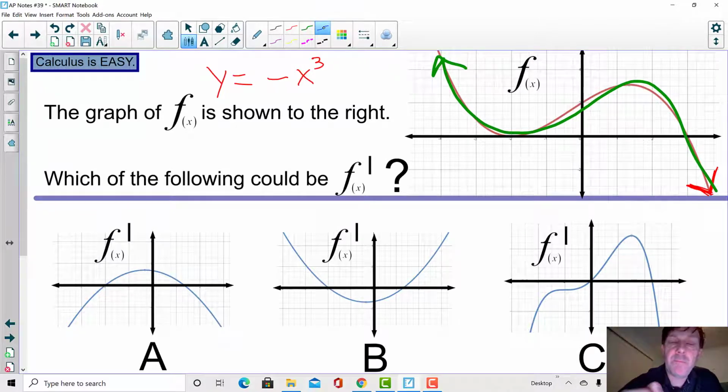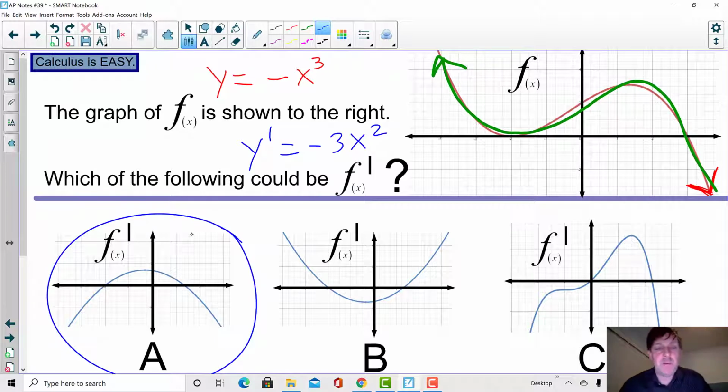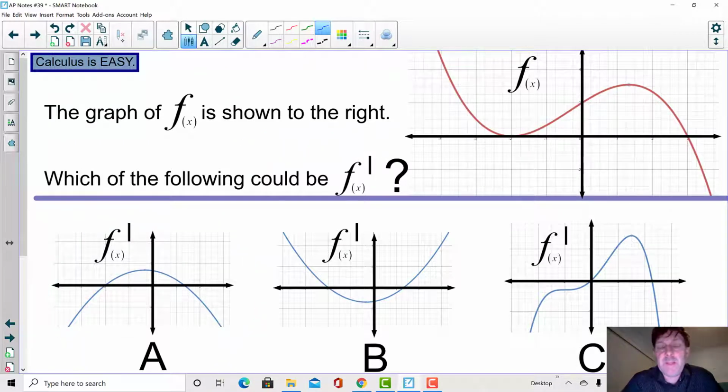And if you know that from pre-calculus, then you know that the derivative would have to be some kind of negative x squared function. So I would just choose A right away, because A looks like some kind of negative x squared function. Now, some people would say that that's cheating a little bit, but if you're taking an AP test, whatever you can do to save yourself time can become really, really valuable. Now let's go ahead and do it the slow way.